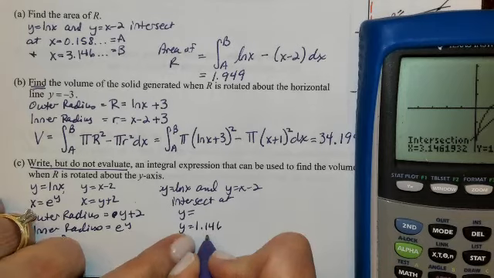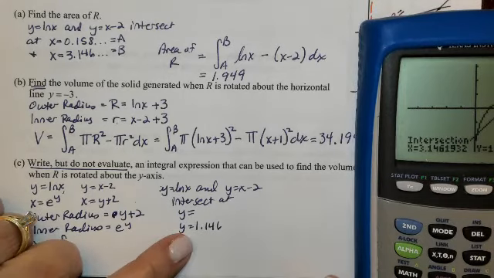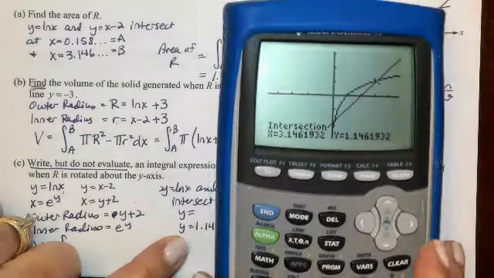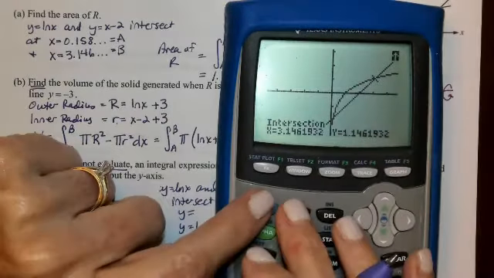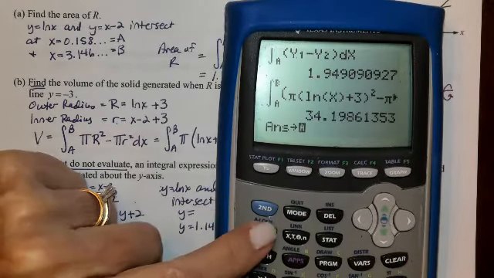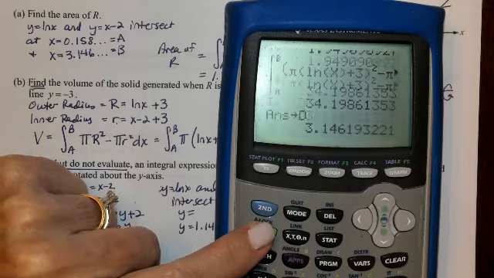1.146. I'm putting that here because I know that's the higher of the two values. Okay. And then I'm going to go save that. And since it's the higher of the values, I'm going to save that in for D. It's the higher of the two y's.